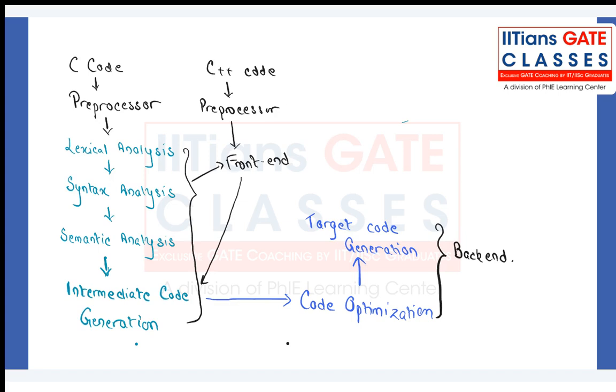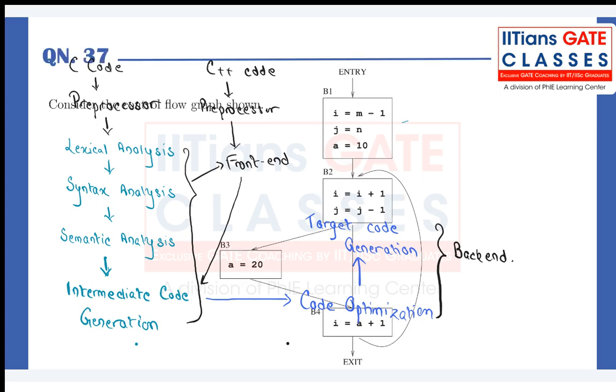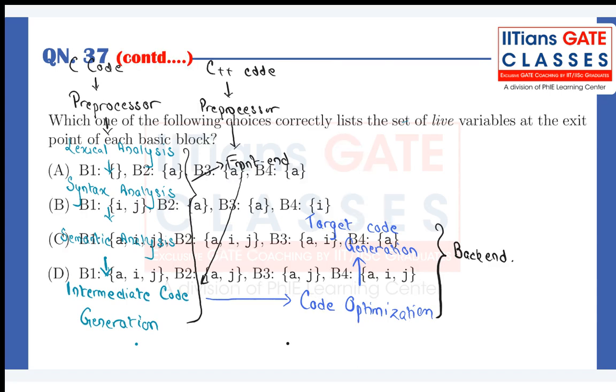Okay. Now we move on to the next question. Consider the CFG shown below. The CFG consists of an entry node, then B1, B2, B3, and B4, and then you exit from the exit node, right? Which one of the following choices correctly lists the set of live variables at the exit point of each basic block?